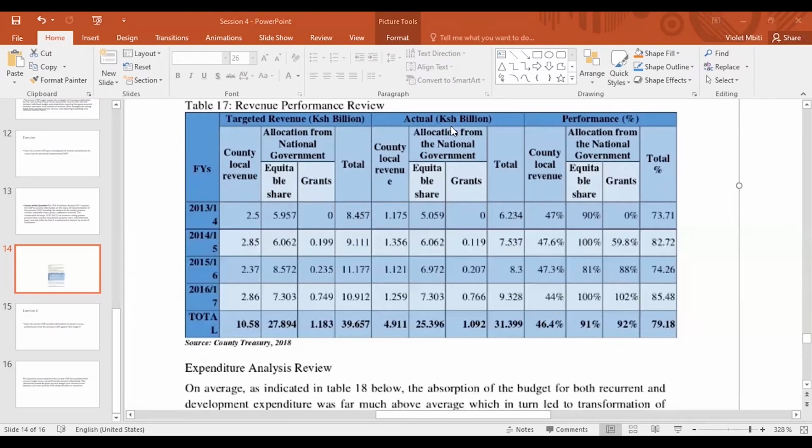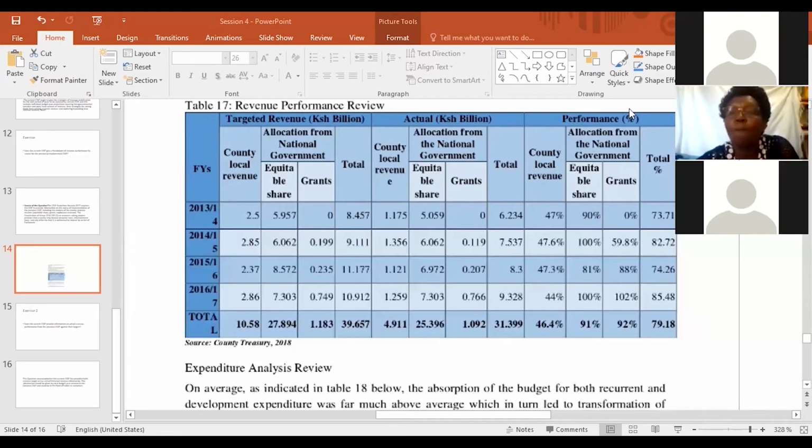I hope you're following me keenly so that you can understand what we are talking about here. You can see that for county local revenue, they had expected that in 2013-2014 they were going to collect 2.5, but they ended up collecting 1.175. So with regard to performance, they performed poorly at 47%. And the equitable share was at 90%; they were actually given that by the national government. So with regard to overall performance in 2013-2014, they were at 73.71%.